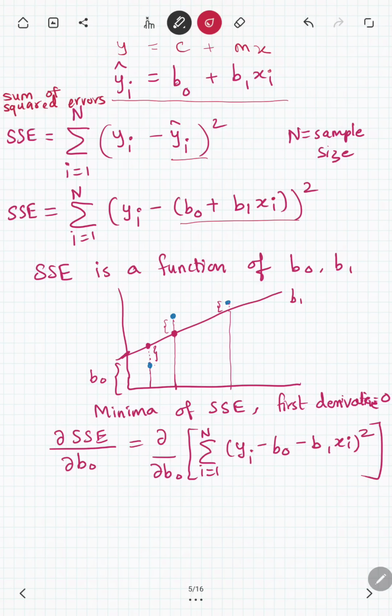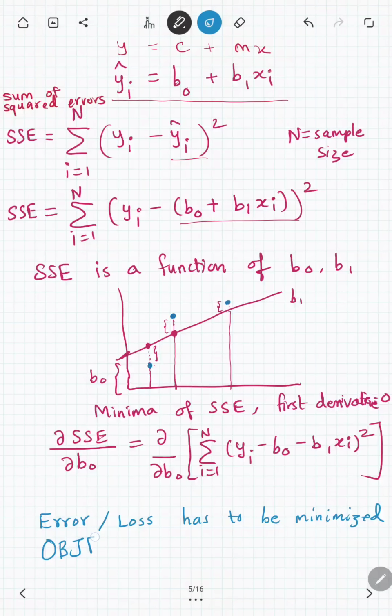Okay, so now basically SSE, the sum of squared errors, is a function of b0 and b1, and we have to minimize the error. Error is bad, right? We don't want error, so we have to minimize it. So error or loss has to be minimized. That is our aim, our goal, hence we also call it the objective function.